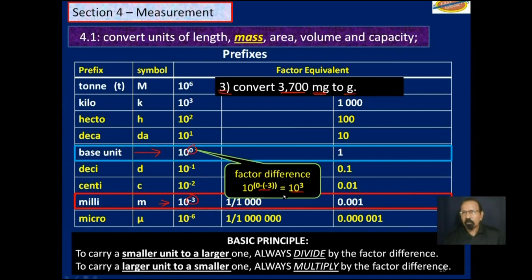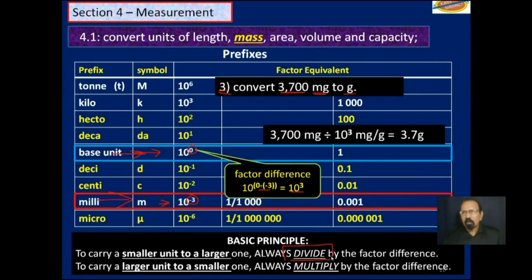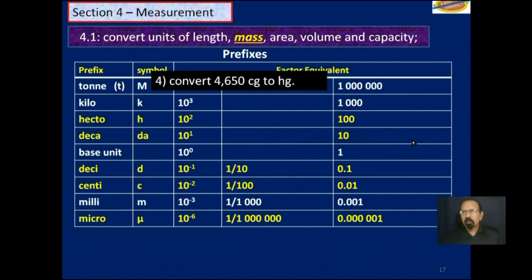We are going from a smaller unit, milli, to gram, base unit. So we will have to divide. So 3,700 milligrams divided by 1,000, 10 to the third power. Shift the point 3 places from where it is, 1, 2, 3, and we get 3.7 grams.